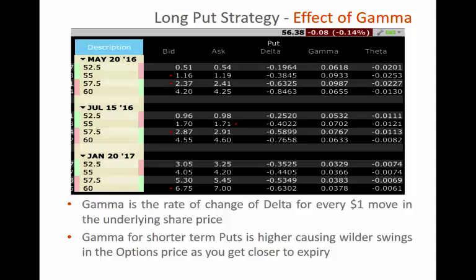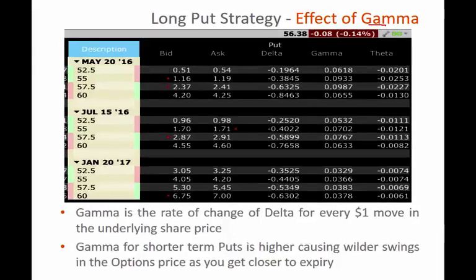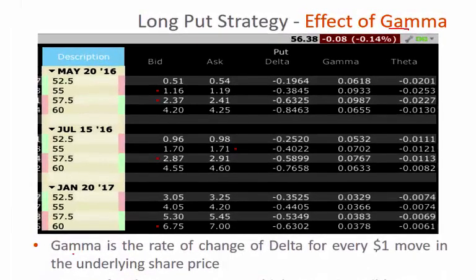So now we're going to talk about the effect of gamma on delta and option prices. The first thing, what is gamma? Gamma is the rate of change of delta for every $1 move in the underlying share price. Remember what we said in the previous video, that delta is always changing when the share price is moving, and gamma is the factor that delta changes by.